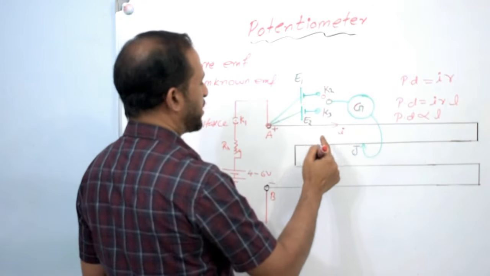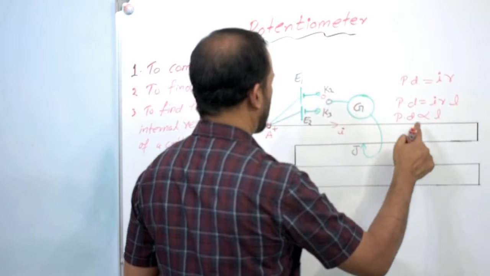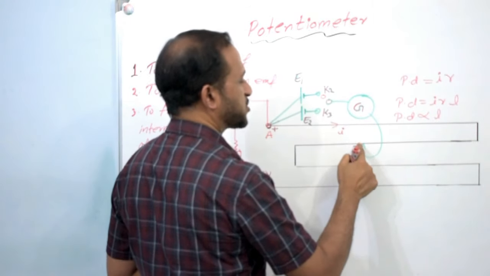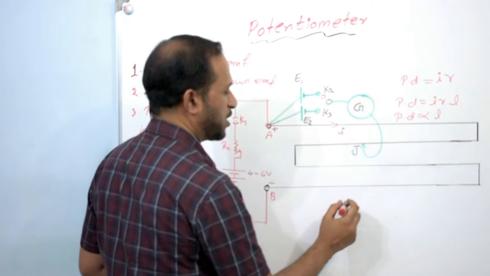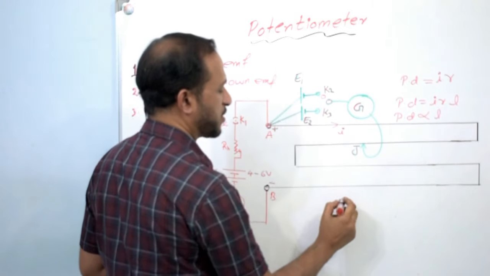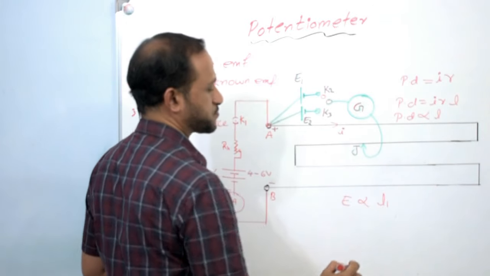At that point, measure the balancing length from this point, suppose this is 100 centimeter, or suppose this is 160 centimeter. So we can write down the EMF of this cell included, that is E1. It is directly proportional to its balancing length L1.